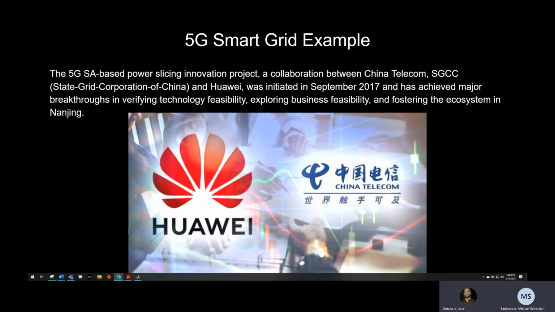An example of 5G smart grid is the 5G standalone based power slicing innovation project, which was a collaboration between China Telecom, State Grid Corporation of China, and Huawei, which was initiated in September 2017 and has achieved major breakthroughs in verifying technology feasibility, exploring business feasibility, and fostering the ecosystem in Nanjing.